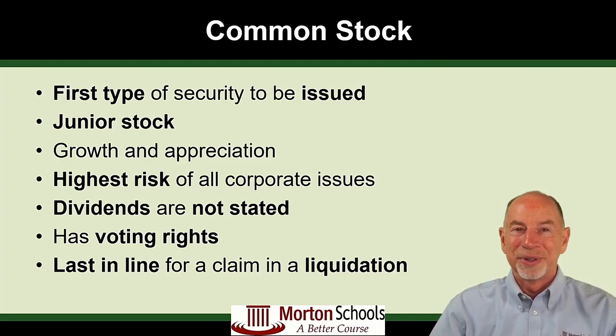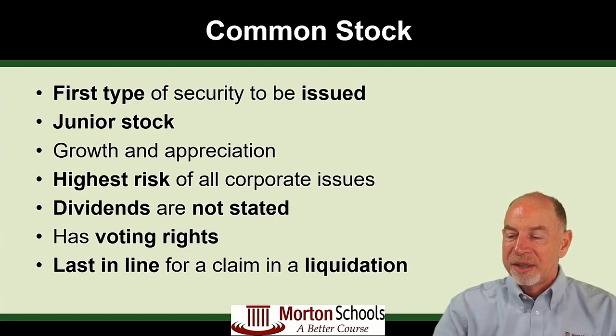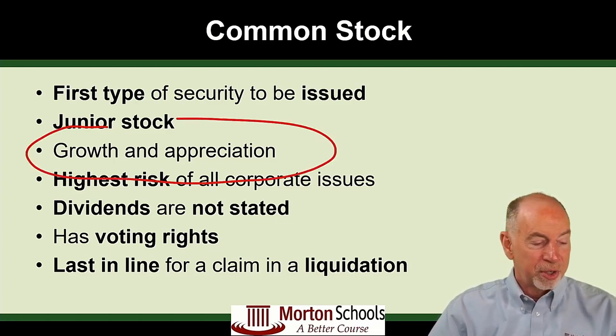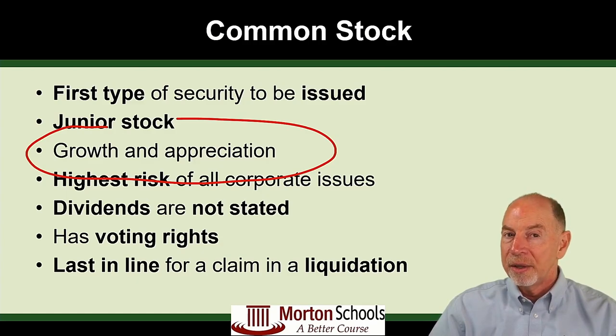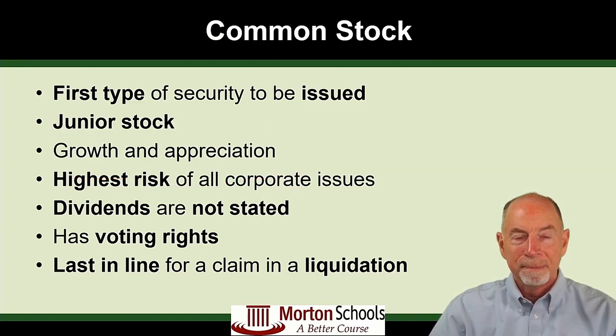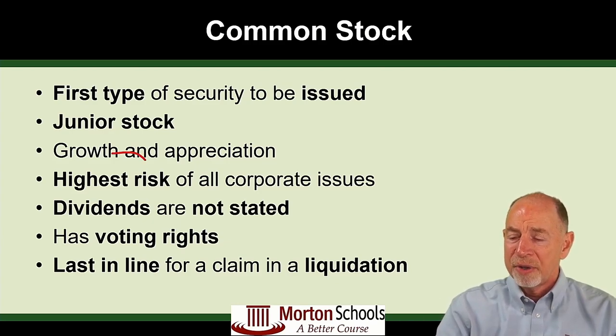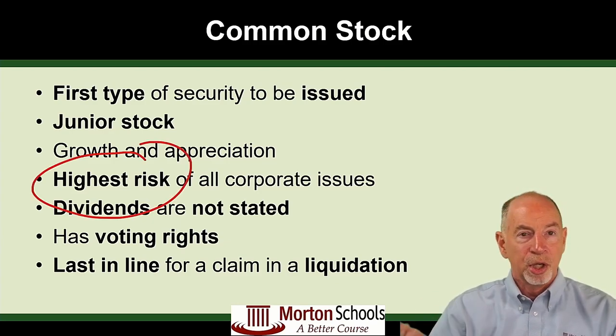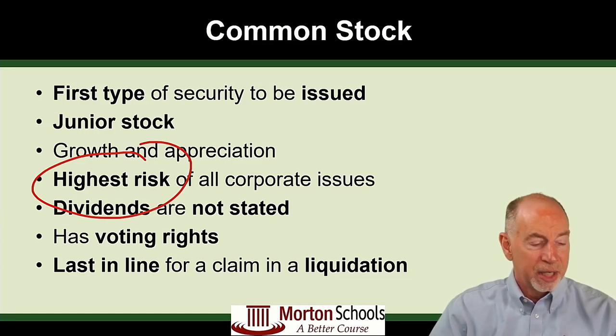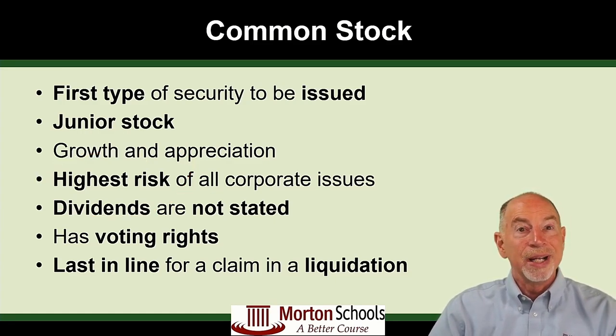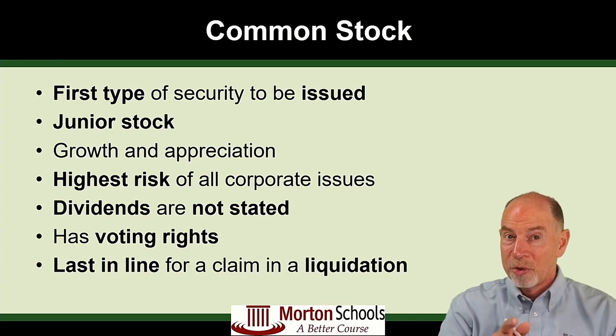And if you're a common stockholder, there's not going to be anything left. But it also has the chance to have growth and appreciation. And none of the other issues do. Preferred stock doesn't really have a chance to have appreciation. Bonds don't have it, but common stock does. Now, you also have the highest risk because what? The company could go out of business, you're last in line to get the money, and that means you might get nothing. You can't lose more than what you put in, but you could lose what you put in.